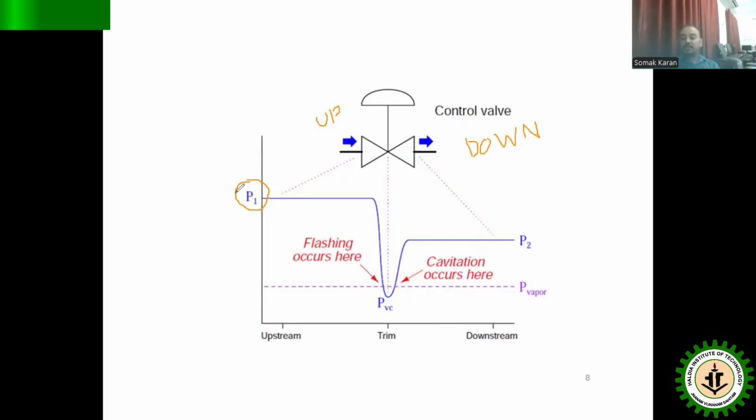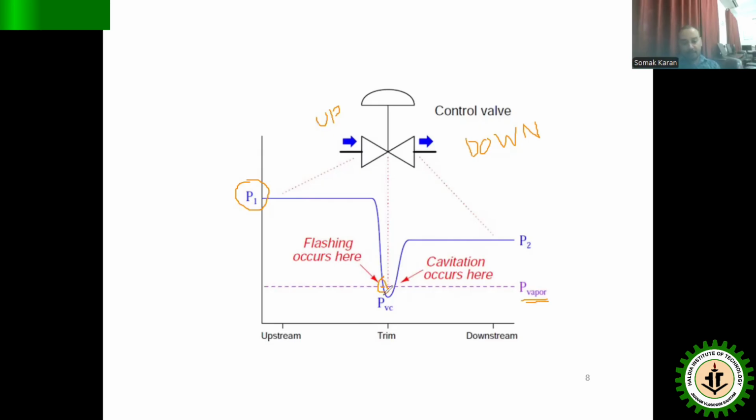Whenever it passes through the narrow constricted area of the control valve, we can see it suddenly reduces the pressure and increases the velocity because of the reduction of the area. When it goes down to the vapor pressure of the liquid, this is the point where the first flashing occurs. At that point the liquid starts boiling, and it hits the trim and the plug of the control valve, which is very destructive.